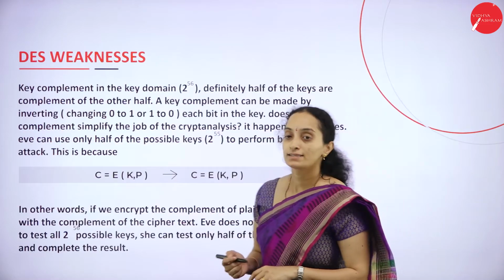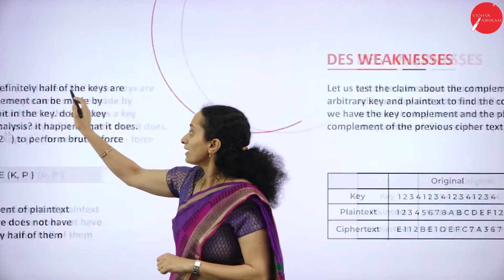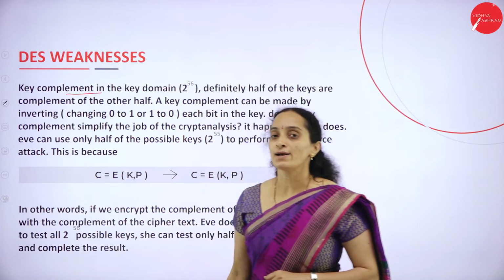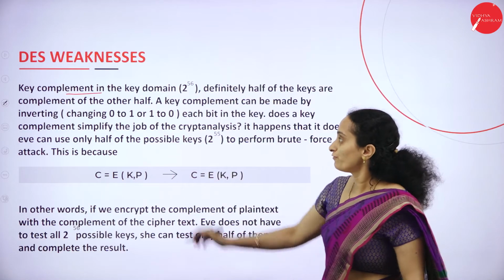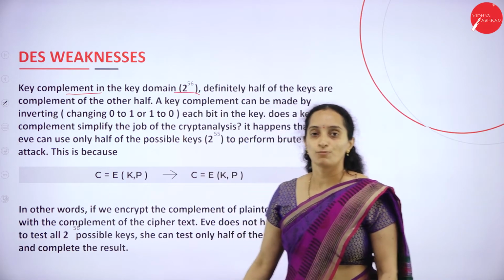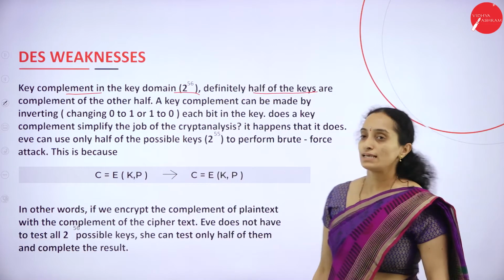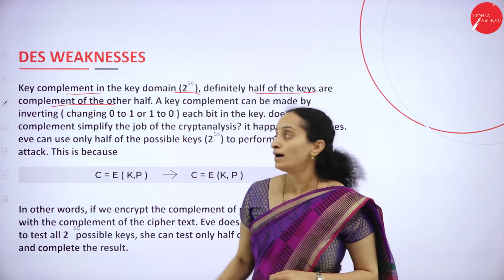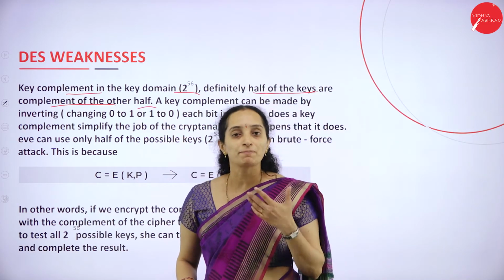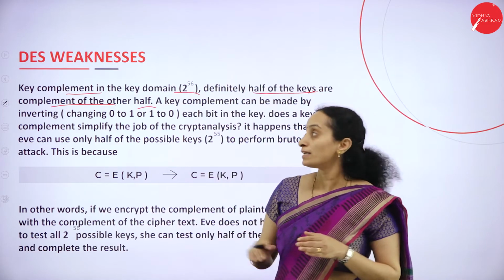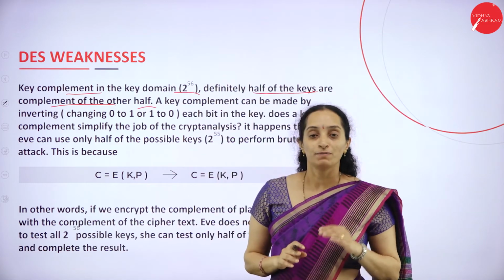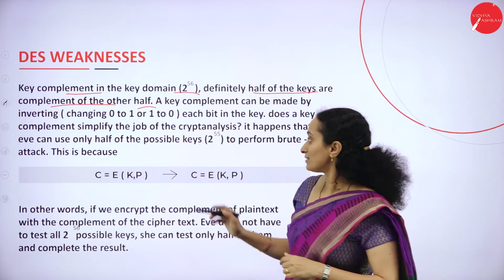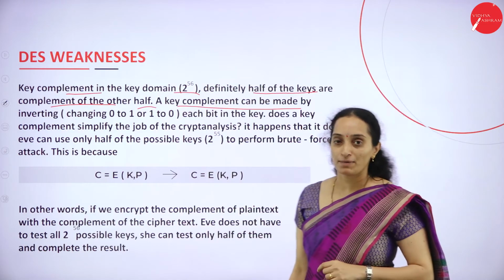Alright. The next thing is to know about the key complement in the 2 to the power of 56 key domain. Half of the keys are the complement of the other half. Permutation and combination gives you the complement. One set of keys will be the complement of another set of keys. A key complement can be made.